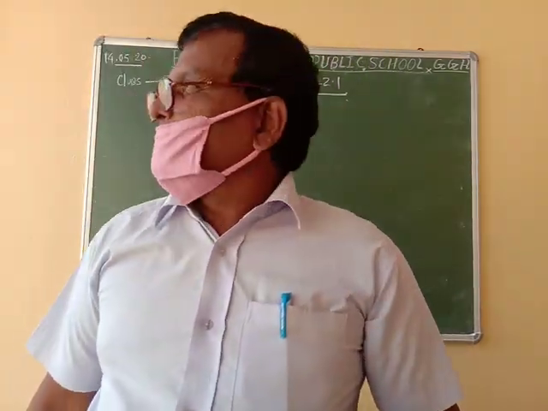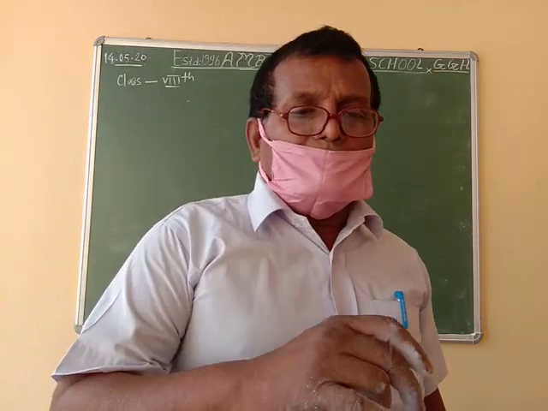I am going to start exercise 2.1. Problem number 1 is find the value of 3 to the power minus 2. This problem is very easy and I hope that you can solve it. Question number 2 is simplify and express the result in power notation with positive exponent.